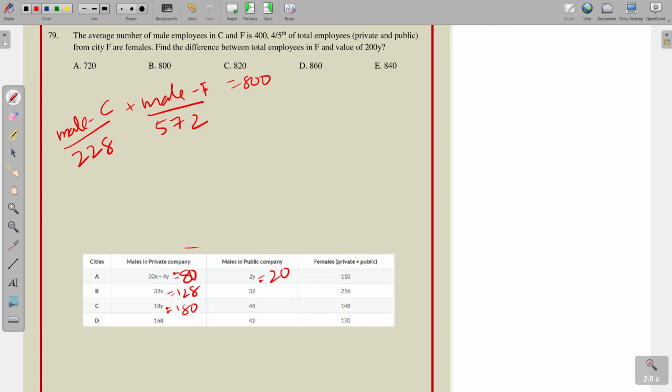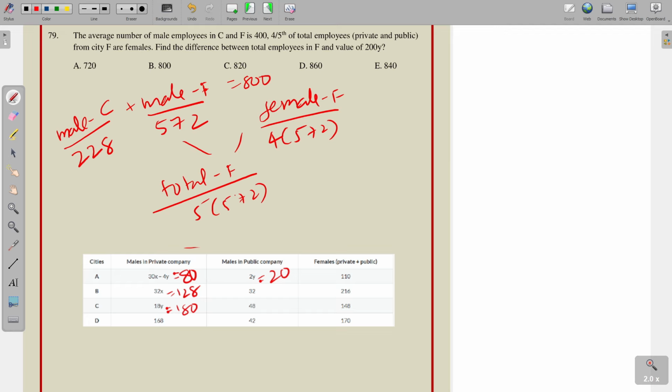4 by 5 of total employees from city F are females, so male F is 1 part, 572, and female F are 4 parts, 4 into 572. Total F is 5 into 572, which equals 5 2s are 10, 5 7s are 35, 5 5s are 25, so 2860.